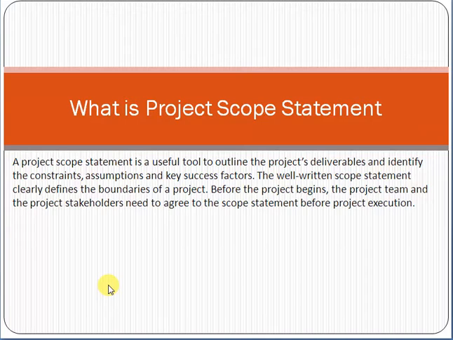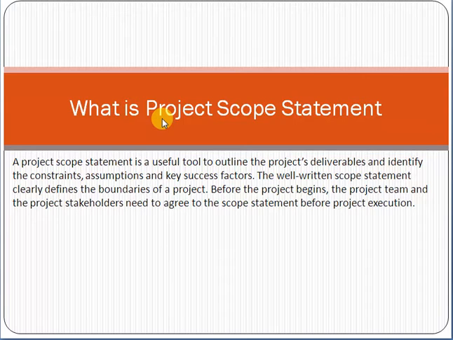So let's start. What is a project scope statement? Friends, first of all, we have to see what a project is. If I ask you what a project is, as per the standard definition of PMI, a project is temporary and it gives you a unique service, product or result. Project is temporary. Temporary means that it has a starting point and an ending point.